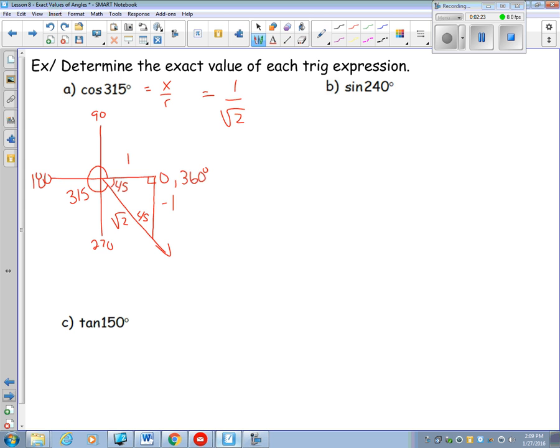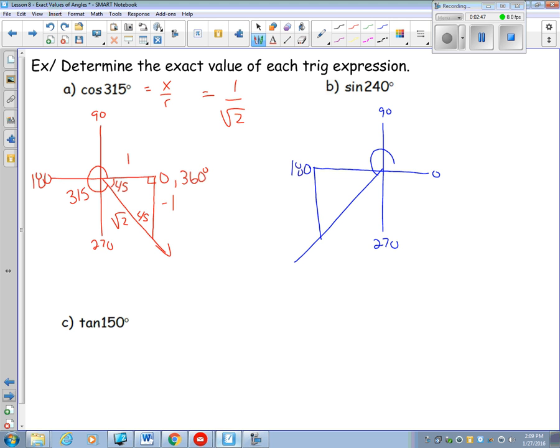Okay, let's try the second one. Second one, we're looking at the sine of 240. So 240, where would that be? Here's 0, 90, 180, 270. So 240's got to be in here somewhere, right? Okay, in fact, 240 will be all the way around to there. I've gone past 180, but not quite to 270.